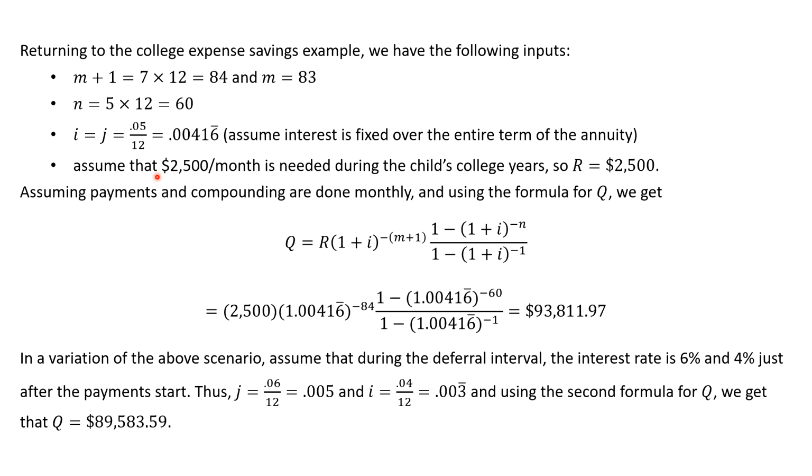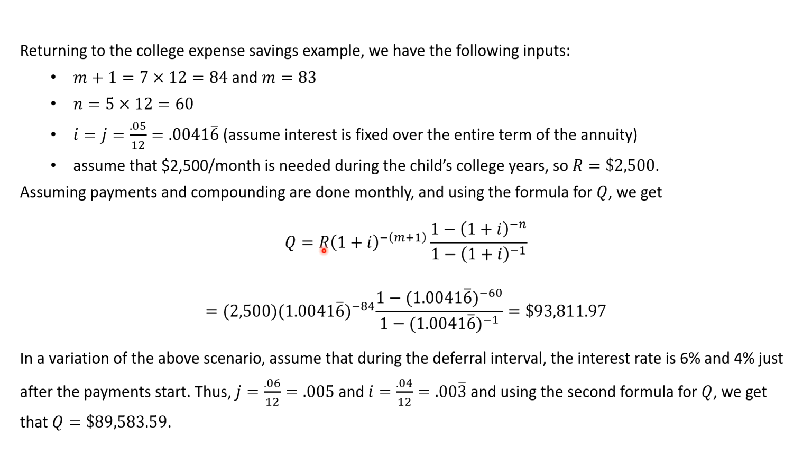And assume that $2,500 per month is needed during the child's college years. So R is $2,500. I didn't state that in the initial problem, but we need to make some assumption for R in order to do the computation, since we want to know how much the parents have to invest initially.